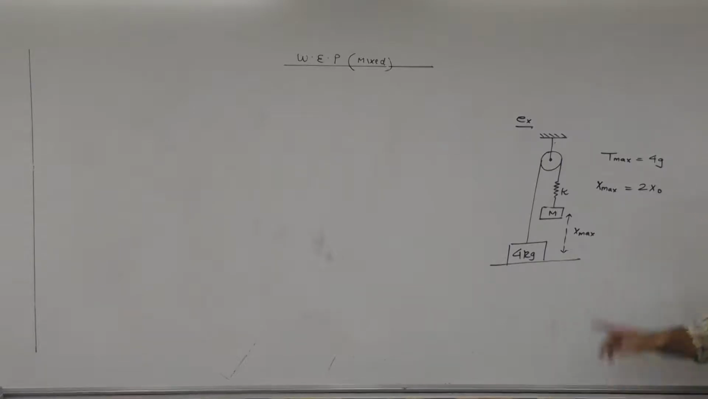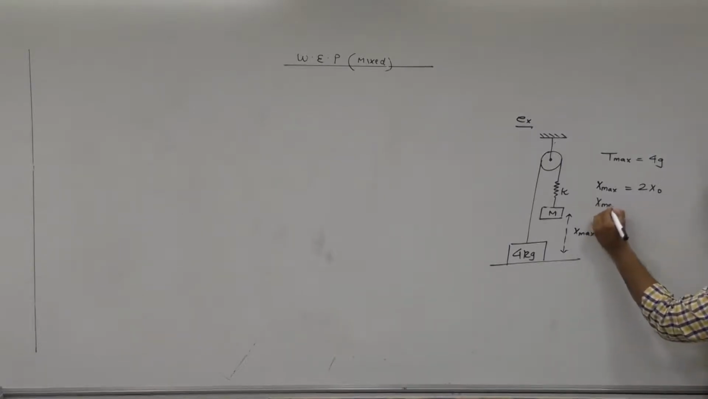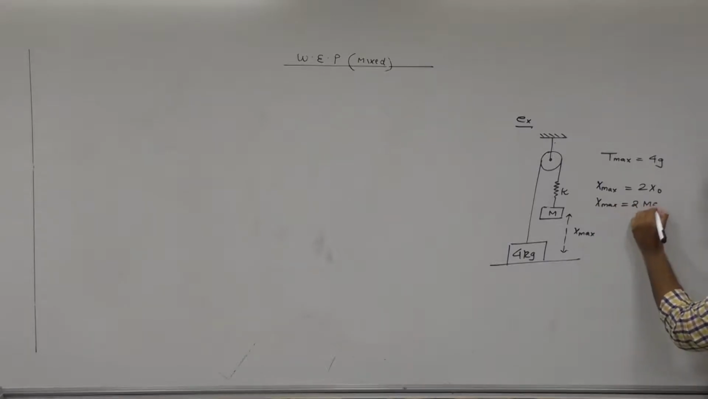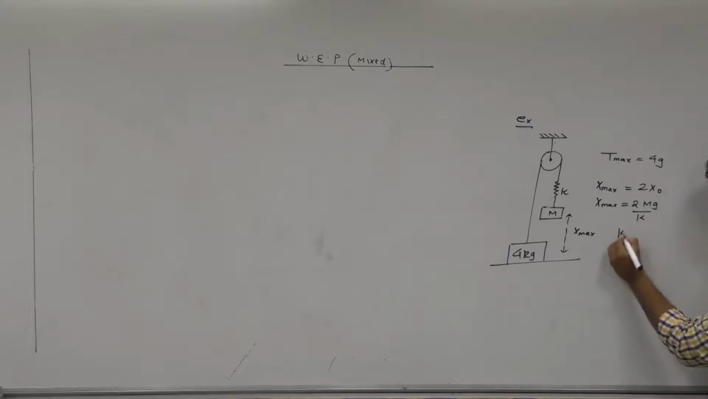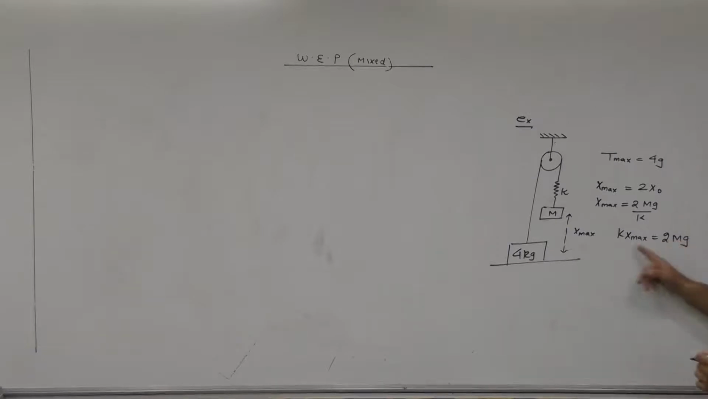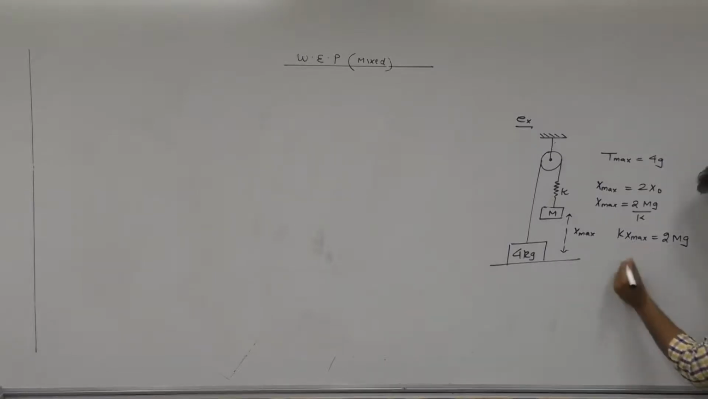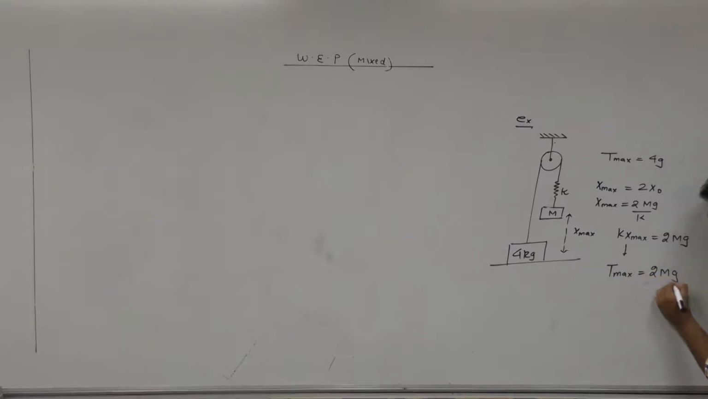Is it clear? What is x naught? Correct, it is mg by k, where m is this mass. Can I take k to that side? kx maximum is what? 2mg. Can I say kx maximum is the maximum force in the spring which will create maximum tension? So this will create maximum tension, which is 2mg. And what is maximum tension? So m will become how much?